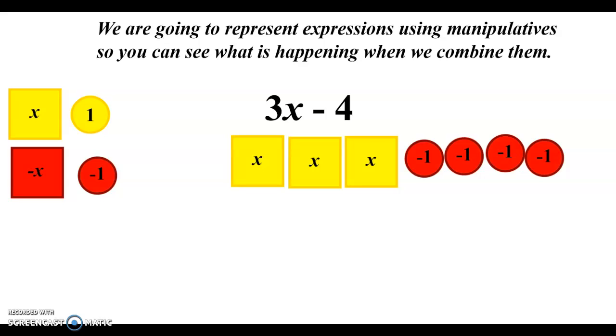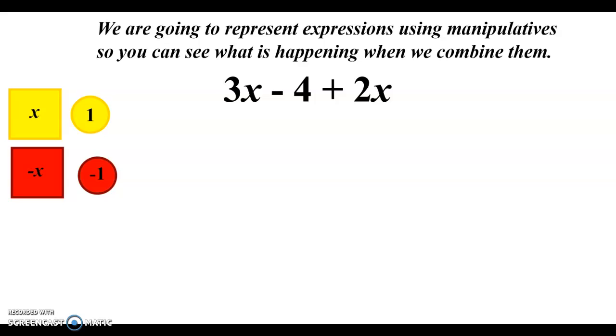And we can see that the x's are different from the negative 4, and we can't combine those or put them together. They're not like. They're not the same. And so we are done with that expression. It is simplified as far as it can be. Let's look at another example.